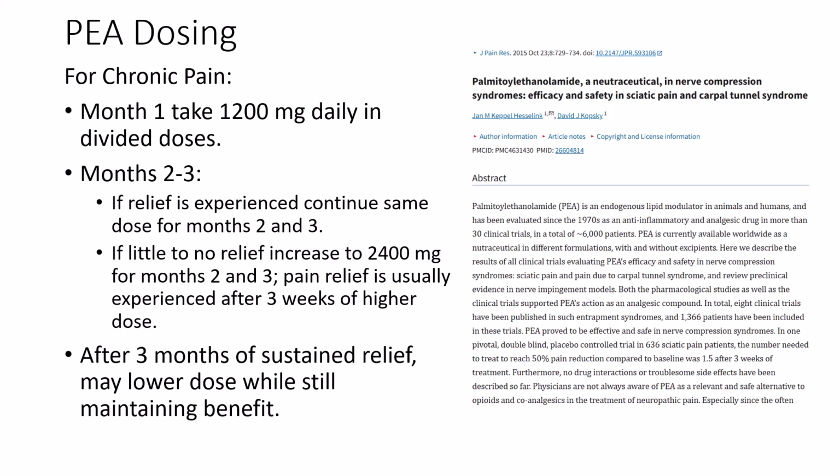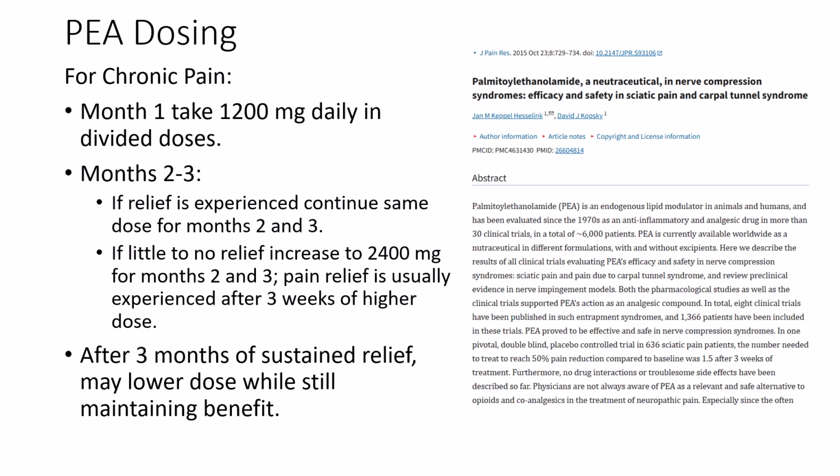If you have not experienced a significant amount of relief after 1 month, then increase the dose to 2,400 milligrams per day in divided doses. This is double the amount. Most people will begin to experience pain relief within 3 weeks of taking this higher dose. Then continue taking the higher dose for months 2 and 3.